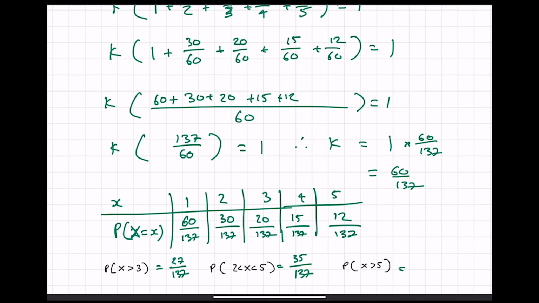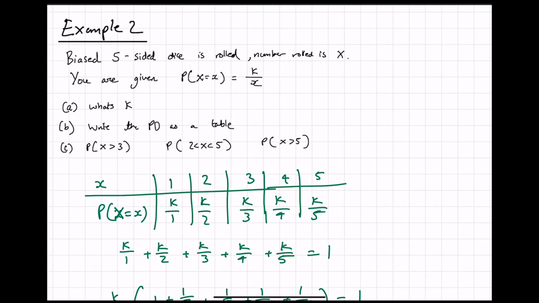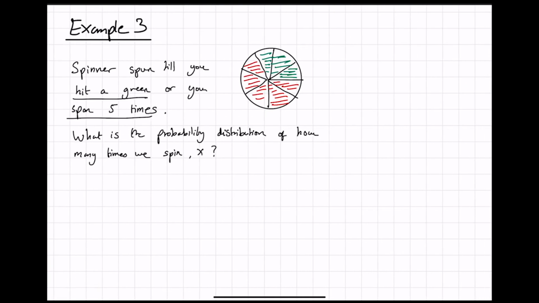Well, unfortunately, there's nothing else after 5. So the probability of x being more than 5 is simply going to be 0. And that's it. That's how you solve this kind of question. You can get these kind of questions where they ask you to solve for k. To do that, you need to put all your values of x into your table first. Then add them all up, make that equal to 1, and then solve for k. Once you have k, you can put it back in, get your table, and then these questions are quite simple. So that's how you do that second kind of example.